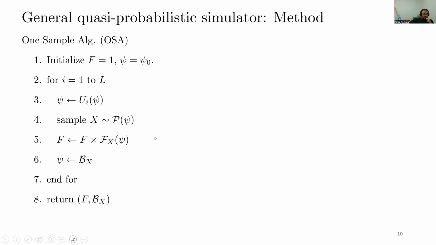In addition, we compute this scalar corresponding to that state at the phase point which we sampled, and we multiply that into our number F. We set our state to be the phase point operator corresponding to the phase point we sampled in step 4.